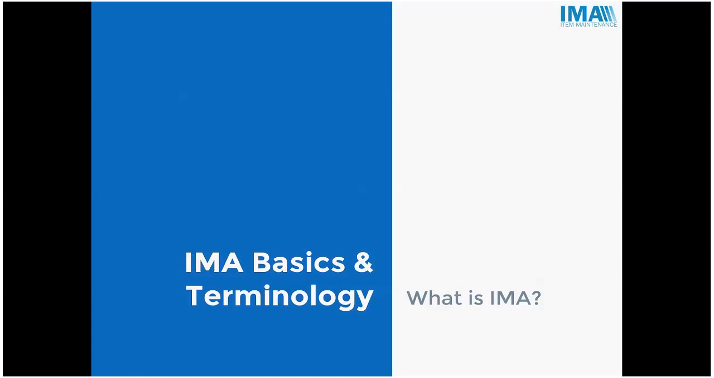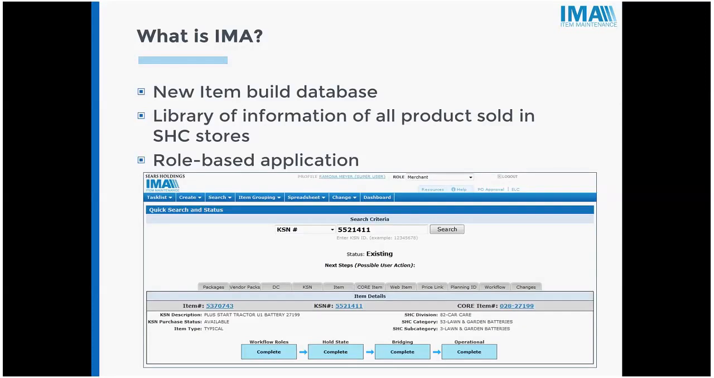First off, what is IMA? IMA stands for Item Maintenance Application, and basically it's a library of information of all the product that we're going to be selling in our stores. If it's going to be sold in Sears or in Kmart, it first has to be built within IMA. Until an item is operational within IMA, it will not be accessible by our ordering systems.